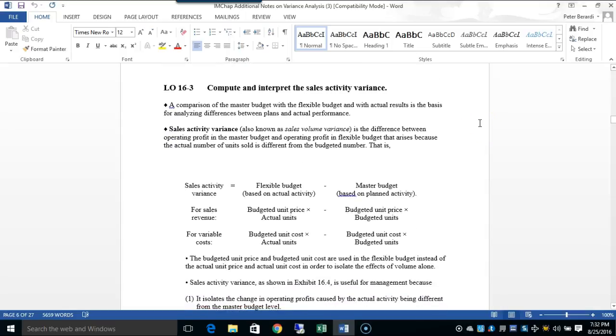Sales activity variance. What is a sales activity variance? It's the difference between operating profit in the master budget and operating profit in the flexible budget. That arises because the actual number of units sold is different from the budgeted number. So the sales activity variance is the difference between the flexible budget, which we have to basically convert and compute, versus the master budget. It's based on actual activity minus the budgeted activity or planned activity.